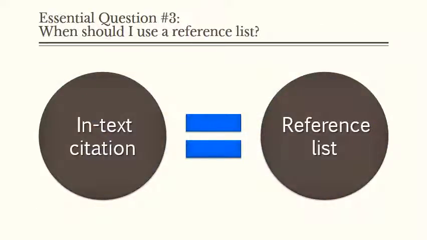Essential question number 3 was, when should I use a reference list? As we discussed in Module 2, anytime you use a direct quotation from a resource, and anytime you use paraphrased information from a resource, you must use an in-text citation. If you have used an in-text citation, then you must have an entry for that resource in the reference list.